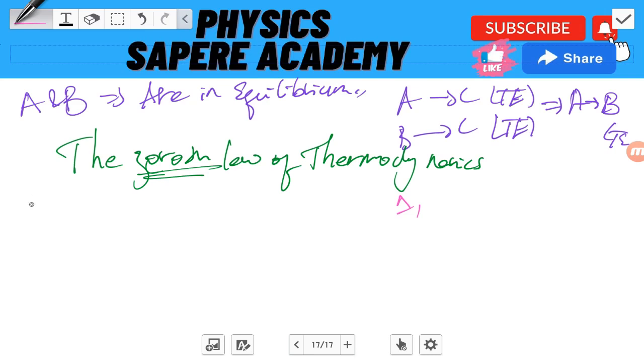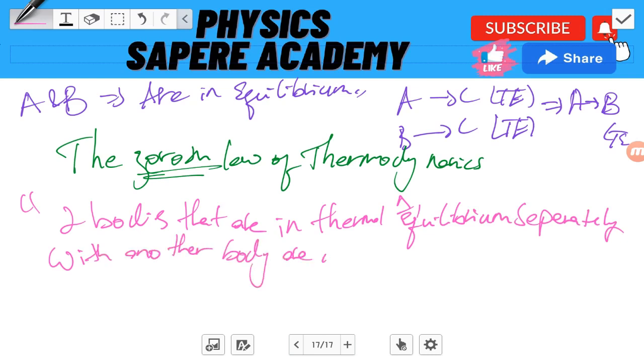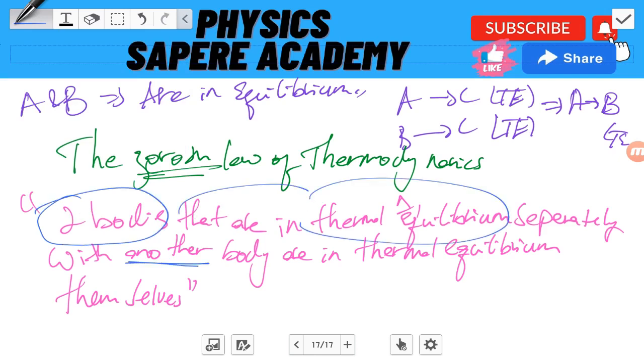And so the zeroth law of thermodynamics can be written as: two bodies that are in thermal equilibrium separately with another body are in thermal equilibrium themselves. So this is basically what the zeroth law of thermodynamics is. Now remember that this law can be extended to any number of bodies. So if two bodies that are in thermal equilibrium separately with another body are in thermal equilibrium themselves, that's the case.